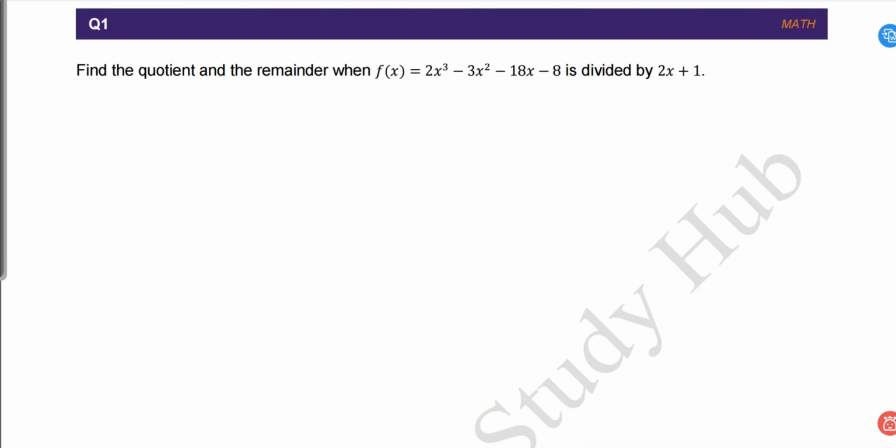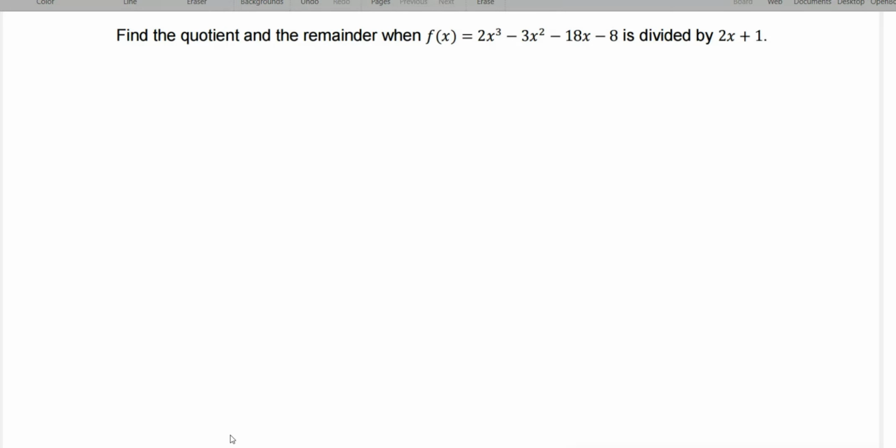Alright, so question 1 says: find the quotient and the remainder when the polynomial f of x is equal to 2x cubed minus 3x squared minus 18x minus 8 is divided by 2x plus 1. Feel free to pause the video and try this one out. We'll just answer it. So how do we handle it? Let's just draw it here.